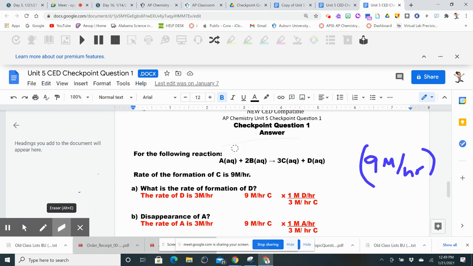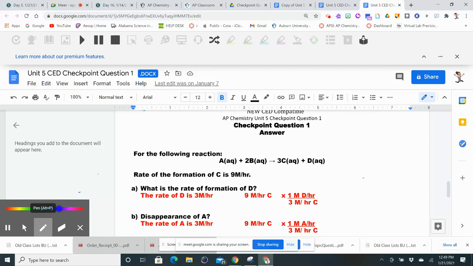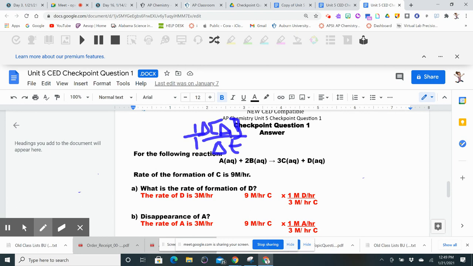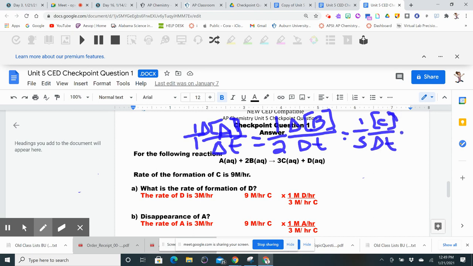this is what the rate would look like. And again, it's not rate law, okay? It's just the rate. It's going to be 1 over 1 times the change in concentration of A over change in time. And that's going to equal 1 over 2 times the change in concentration of B over change in time, which is going to equal 1 over 3 times the change in concentration of C over change in time, which is 1 over 1 times the change in concentration of D over change in time.